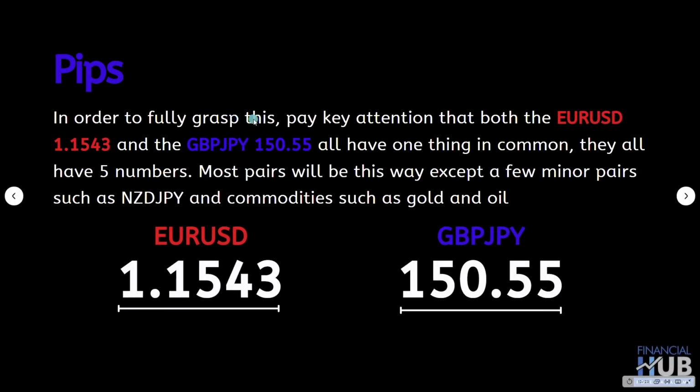In order to fully grasp this, pay attention that both Euro USD, which is 1.1543, and GBP JPY, which is 150.55, have one thing in common. They all have 5 numbers in total. Most pairs will be this way, except for a few minor pairs such as NZD JPY and commodities such as gold and oil and other indices such as Dow Jones, but we'll get into that later. For now, understand this. If you count this, you'll see that the whole numbers are 5. So 1, 2, 3, 4, 5. Same thing as GBP JPY, 1, 2, 3, 4, 5. Okay.